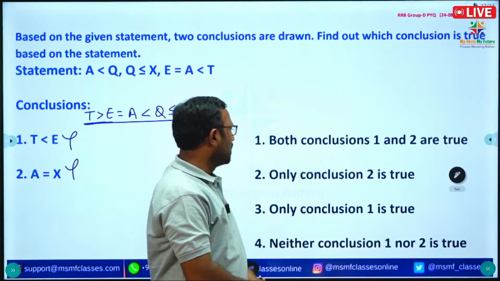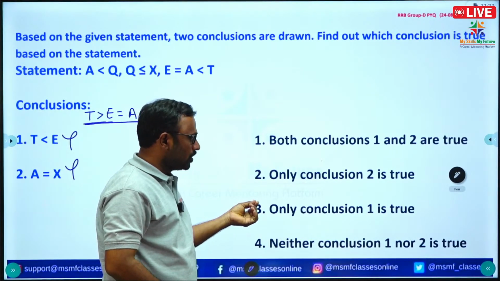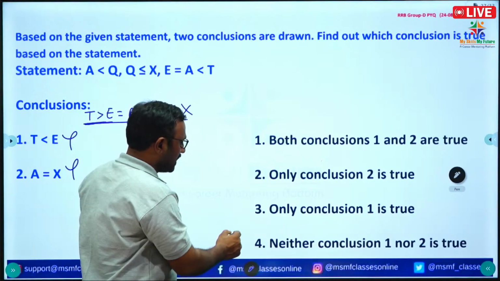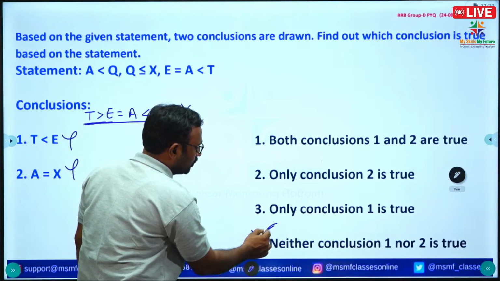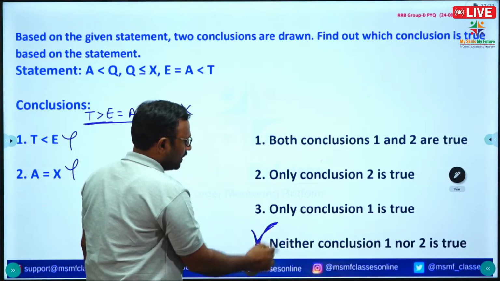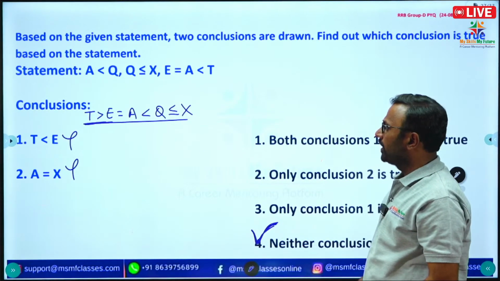See the options. Both 1 and 2 are true? No. Only 2 is true? No. Only 1 is true? No. Neither conclusion 1 nor conclusion 2 is true. Okay, neither conclusion 1 nor conclusion 2 is true. Okay, right. Next question.